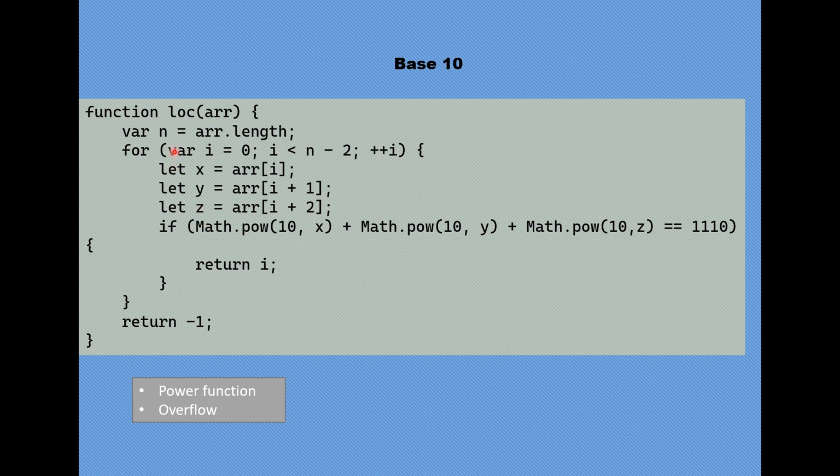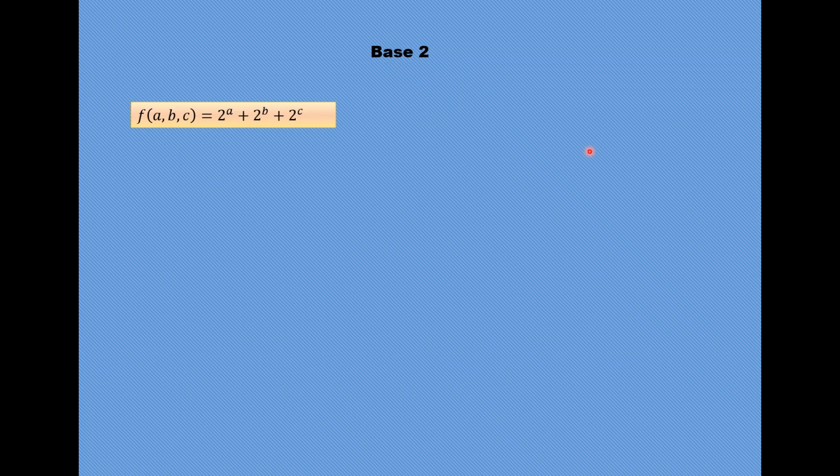So in JavaScript, everything is a variable, but in some statically typed language like C and Java, you will have to carefully choose your data type. So overflow may occur. So what can we do to avoid this? The simple approach is that instead of base 10, we can use base 2. And it will work. So function of a b c is equal to 2 raised to a plus 2 raised to b plus 2 raised to c. So instead of 10, we are now using 2 as a base.